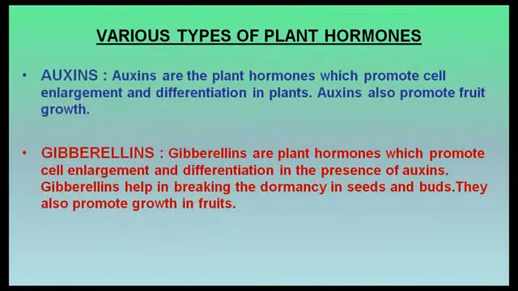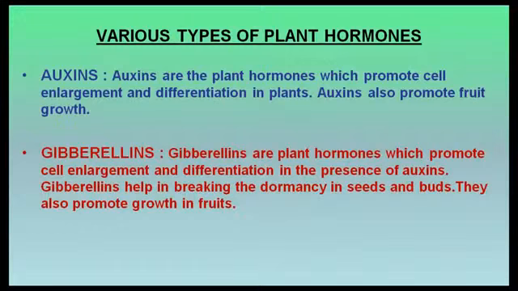The various types of plant hormones are auxins. They are the plant hormones which promote cell enlargement and differentiation in plants. Auxins also promote fruit growth.